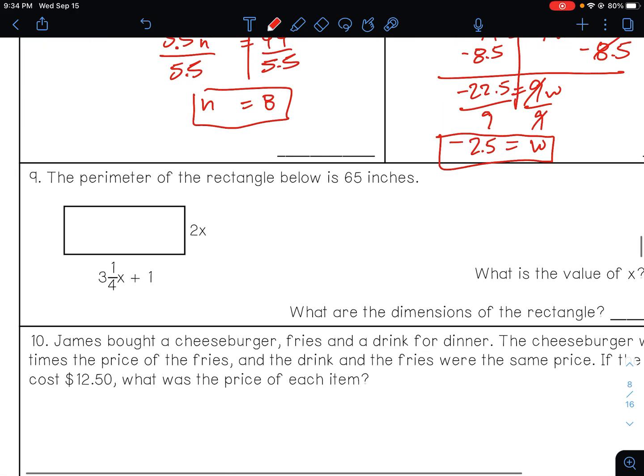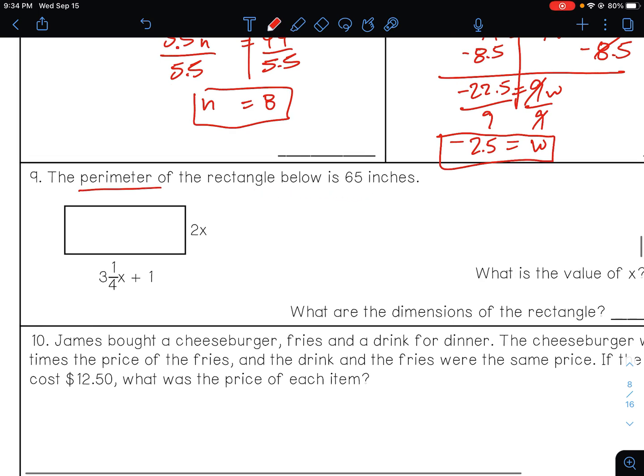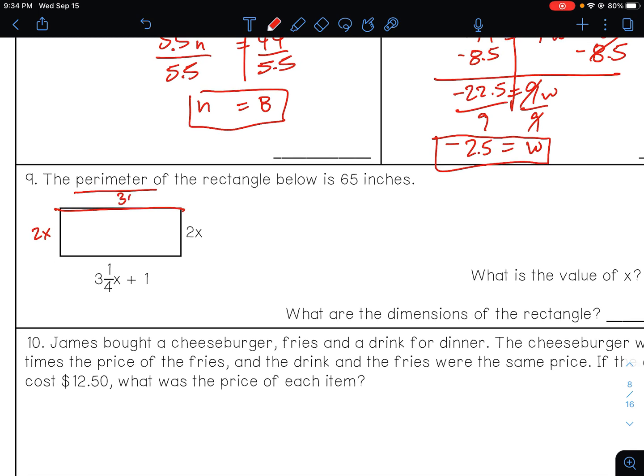two more problems. The perimeter of a rectangle below is 65 inches. Remember, perimeter means the distance around. So if I add up this side plus this side plus this side plus this side, I should get 65. So let's label this. The other side, this side is 2x, and the side above is the same as the bottom. This is 3 1/4 x plus 1.